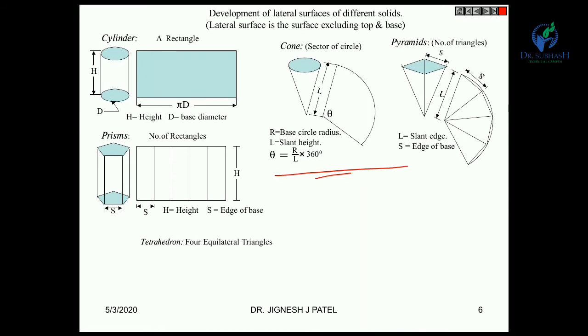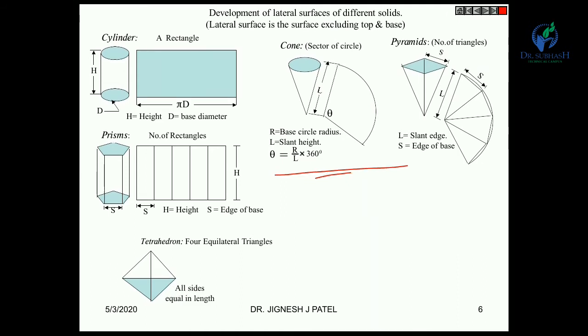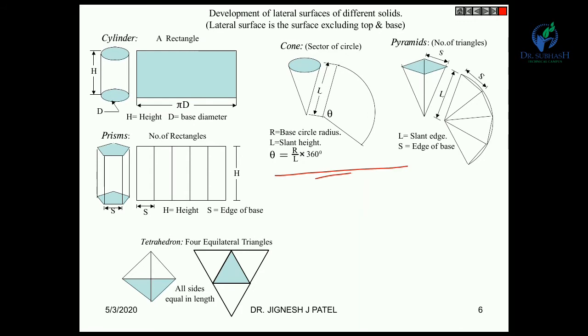Now the development of a tetrahedron. In a tetrahedron there are 4 equilateral triangles. Here you can see a tetrahedron, and all sides are equal in length. So one triangle, then another 2, 3, and 4. This is known as the development of the tetrahedron.